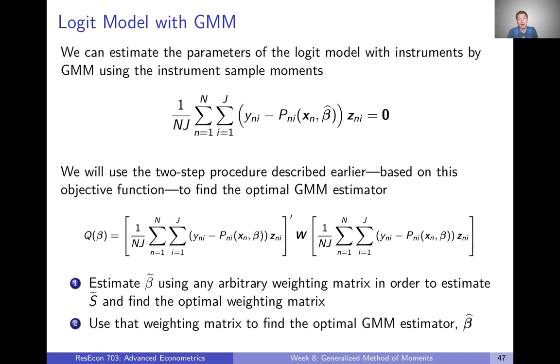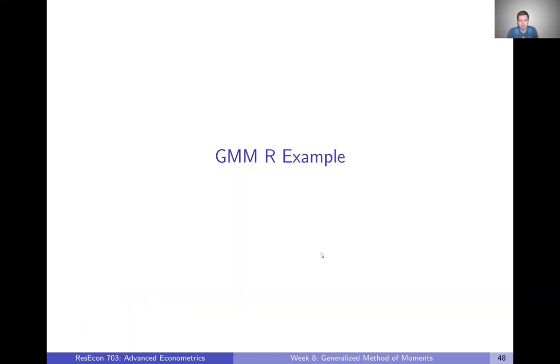It's just working through everything we talked about with optimal GMM. We can apply that here. It's just that now we have these specific sample moments to plug into our objective function. And so we will look at how to do that. We're going to rely on the GMM function in R to do a lot of the heavy lifting for us here. But we will look at how to do that in class this week.